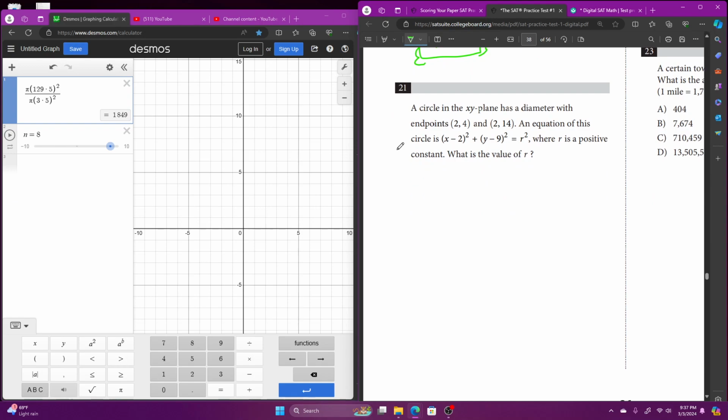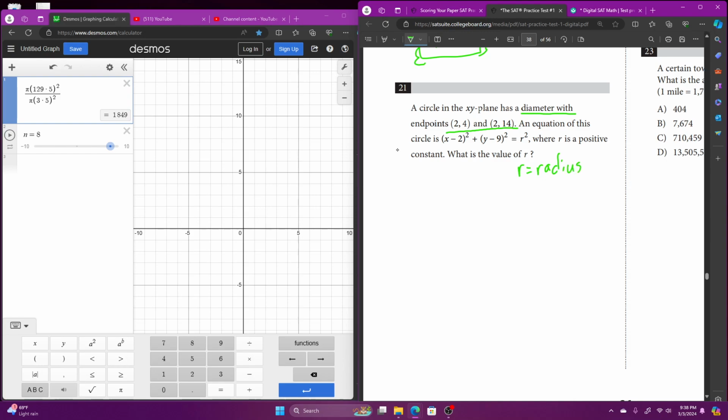Moving on to question number 21. A circle in the XY plane has a diameter with endpoints (2, 4) and (2, 14). An equation of this circle is (x minus 2) squared plus (y minus 9) squared equals r squared, where r is a positive constant. What is the value of r? This r happens to be in our circle equation representing the thing that's always an r in a circle, which is the radius.